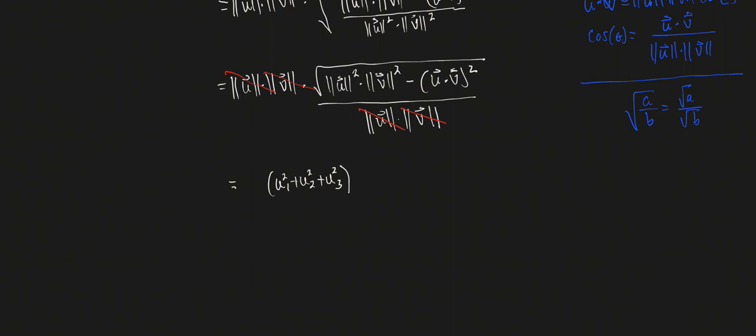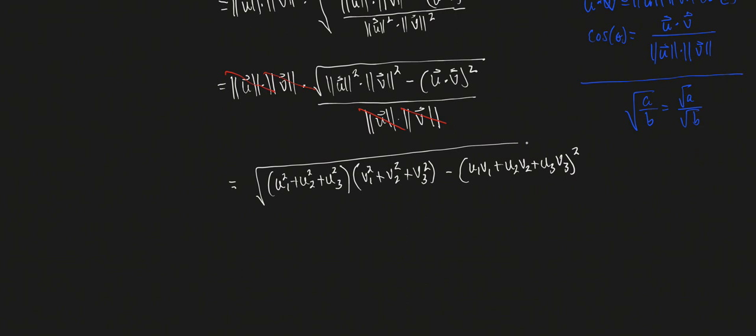And similarly, when I take the magnitude of v and square, I am going to have v1 squared plus v2 squared plus v3 squared. And then minus the dot product squared. Now, the dot product of u and v is u1 v1 plus u2 v2 plus u3 v3. So that's being squared, and all of that is under the square root.